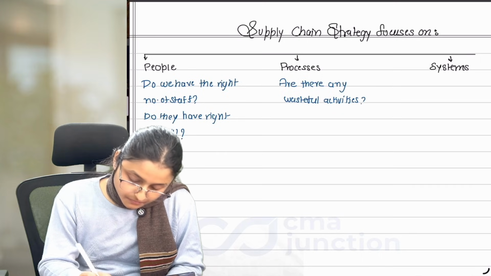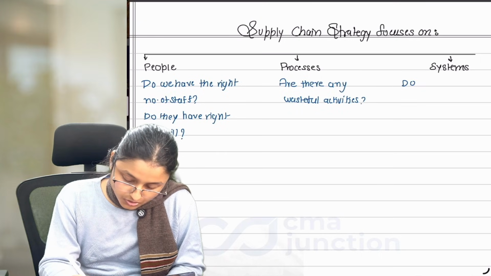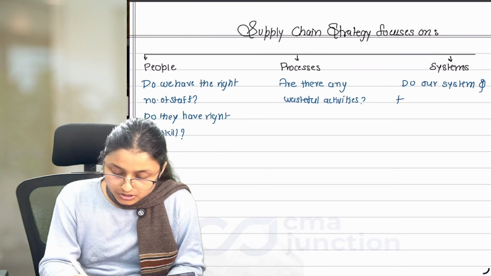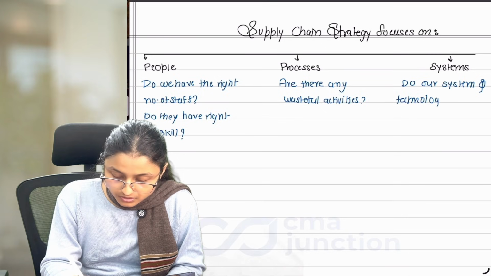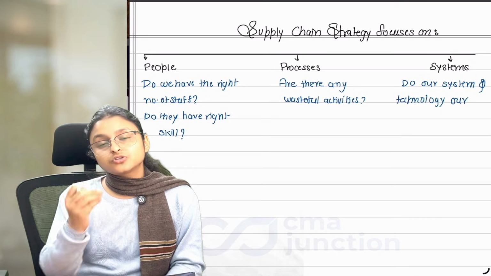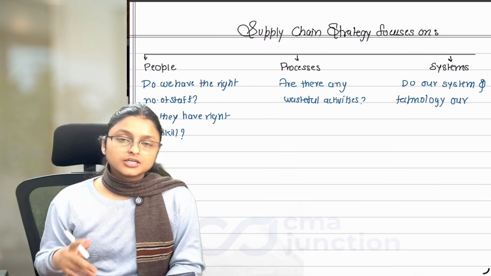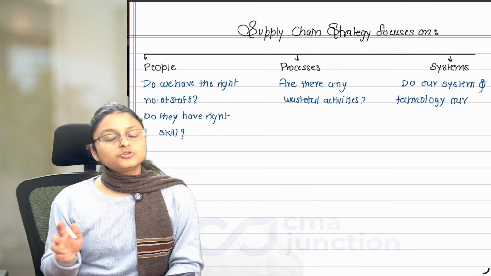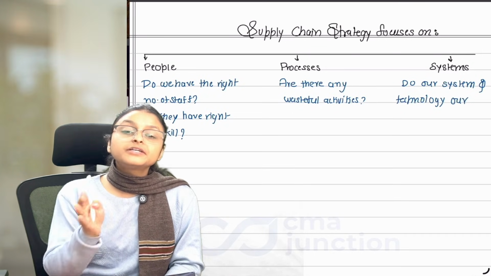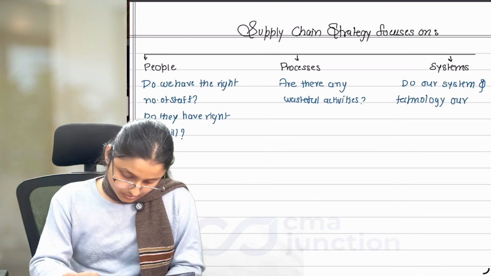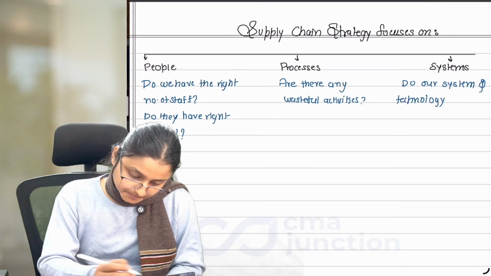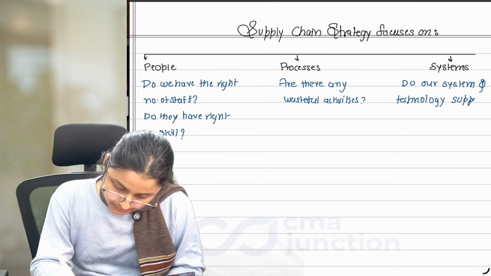In systems, we will look into the technology or system we are using. Do our systems and technology support our strategy? Are they supporting our strategy, or do they lag behind, or stop us from achieving our strategy? If they are old systems, not working towards the strategy, we will remove them and implement new systems in place of them. Technology should support our strategy.